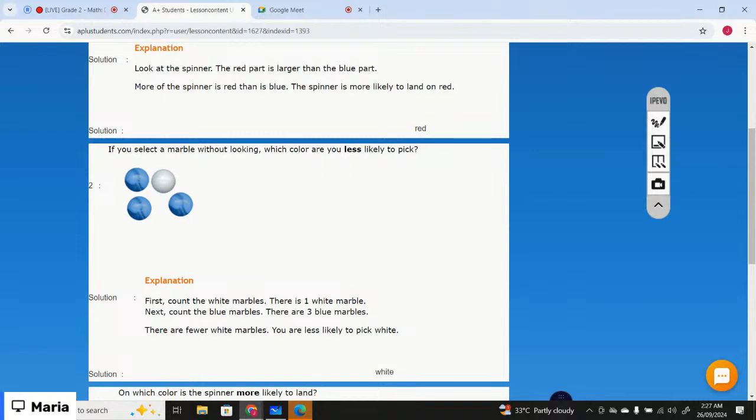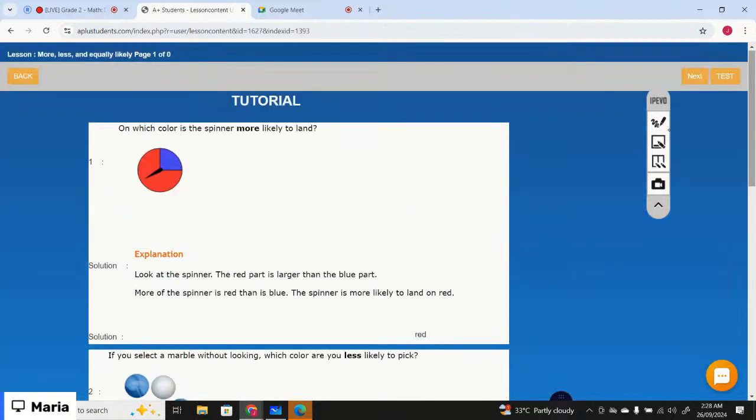If you select a marble without looking, which color are you less likely to pick? So just look at the marbles. You have only one white marble and three of the marbles are blue. So you will be less likely to pick the white one because you have only one white, right? Okay, let's just start with the test questions.